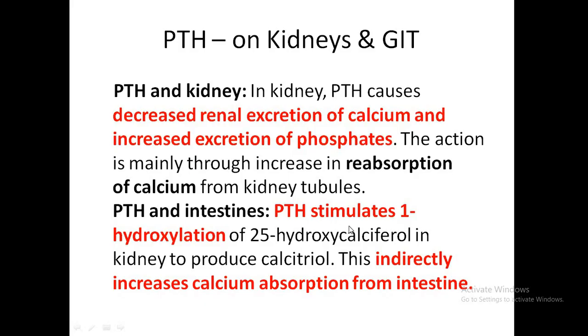In the intestines, it will stimulate 1-hydroxylation of 25-hydroxycalciferol. PTH stimulates 1-hydroxylation of 25-hydroxycalciferol in the kidneys to produce calcitriol. This calcitriol will increase calcium absorption from intestine. So PTH via calcitriol indirectly increases calcium absorption.